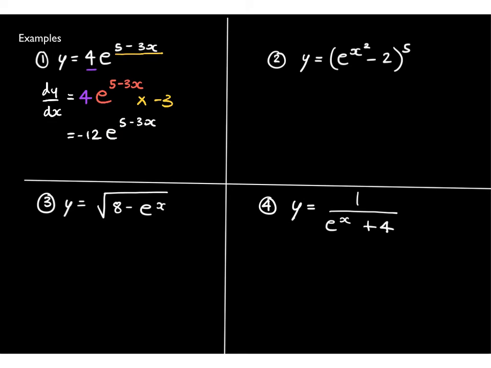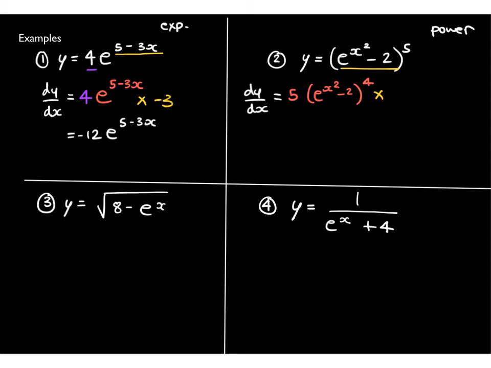Question 2. This is a power function. First question was an exponential. This is a power function. So dy by dx, we need to multiply by the power of 5, reduce the overall power by 1 to 4, and then multiply by the derivative of the inner function.